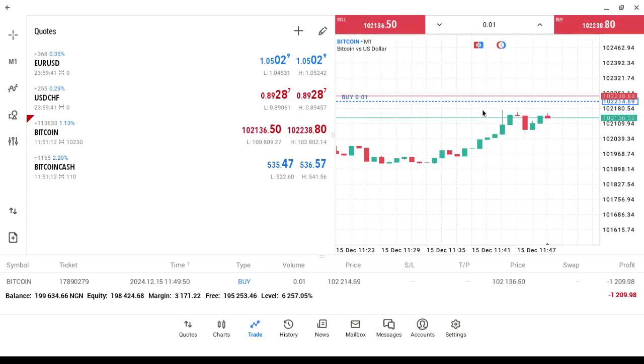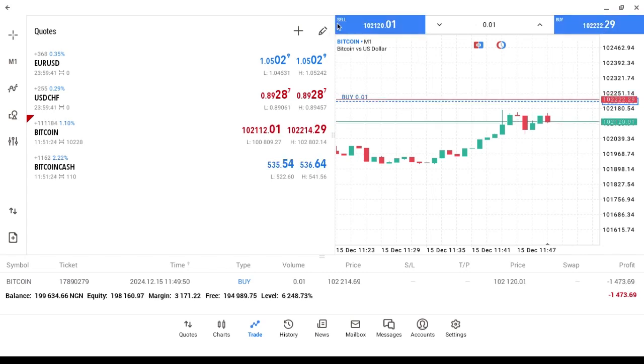The simplest way to calculate it: you must have heard of bid and ask price. The ask price is the selling price. Look at my sell, the price written here is the ask price. Look at my buy, the price written here is the bid price. This green line is the ask price, and this red line is the bid price. The bid is buy, the ask is sell. When you subtract the ask and bid, it will give you the spread.